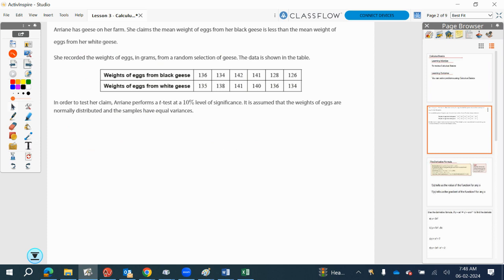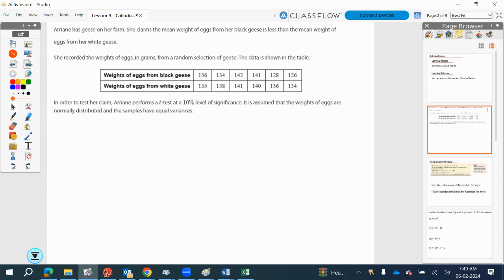Aliana has geese on her farm. She claims the mean weight of eggs from her black geese is less than the mean weight of eggs from her white geese. She recorded the weights of eggs in grams from a random selection, and the data is shown here. In order to test her claim, Ariana performs a t-test and represents significance levels. Assume that the weights of the eggs are normally distributed and samples have equal variances.